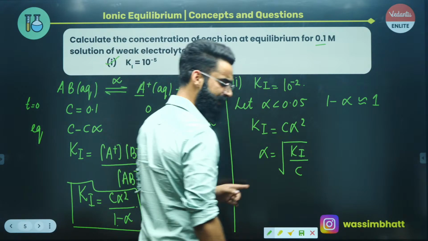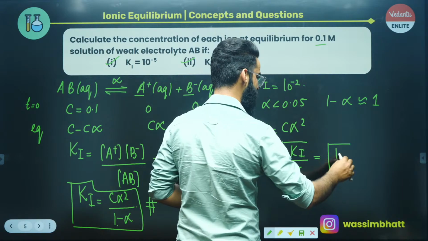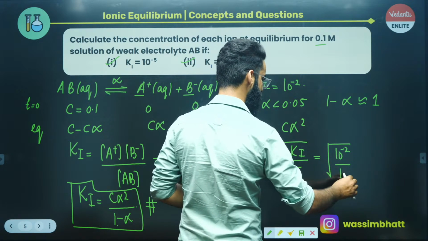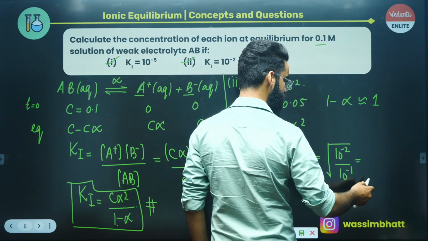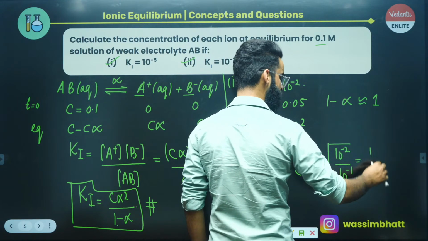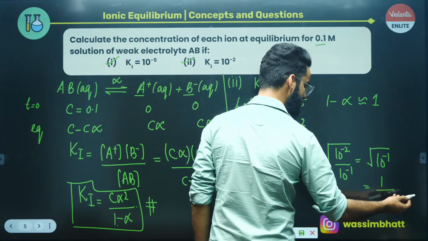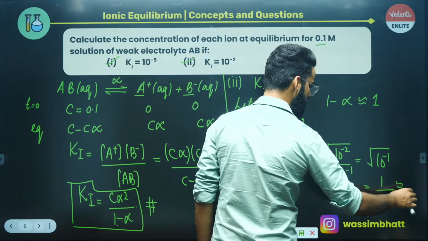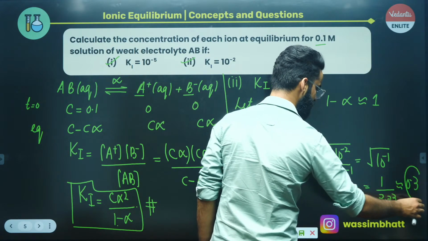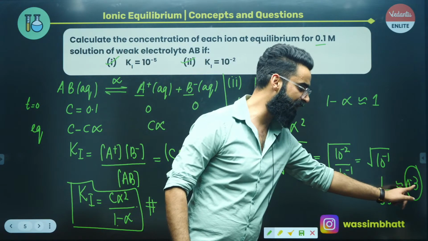Over here, there's one important thing which you need to know. See, guys, the Ki value in this particular question is now 10 raised to the power minus 2. The C value is 10 raised to the power minus 1, the concentration of the weak electrolyte. So it's going to be under root of 10 raised to the power minus 1, which is 1 divided by root 10. Root 10 is approximately 3.33, right? And this value will be approximately 0.3. See, you got the value of alpha as 0.3.